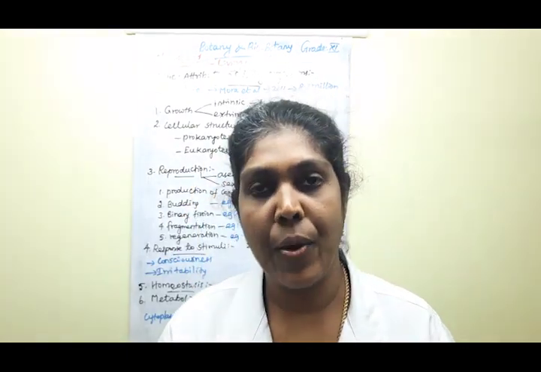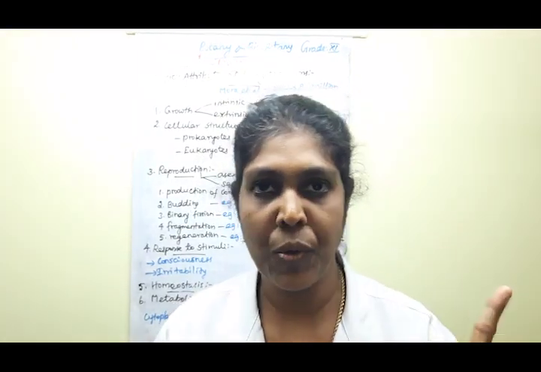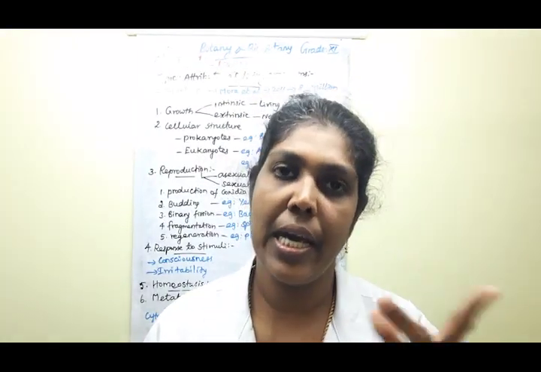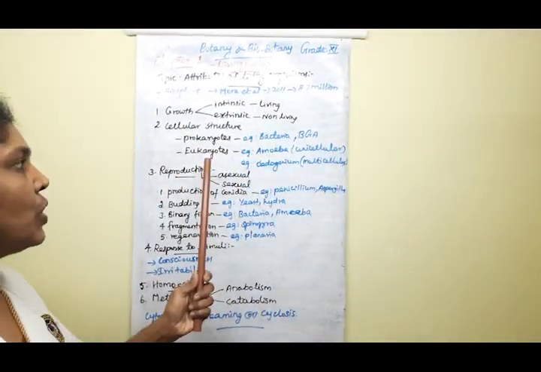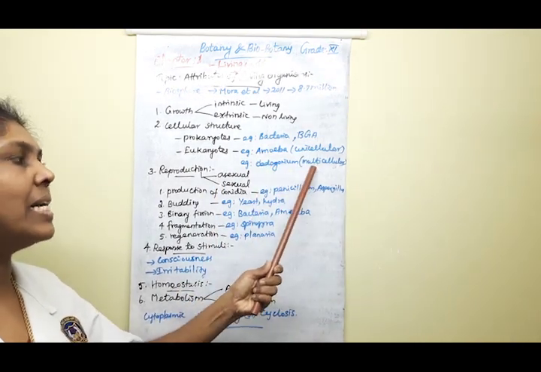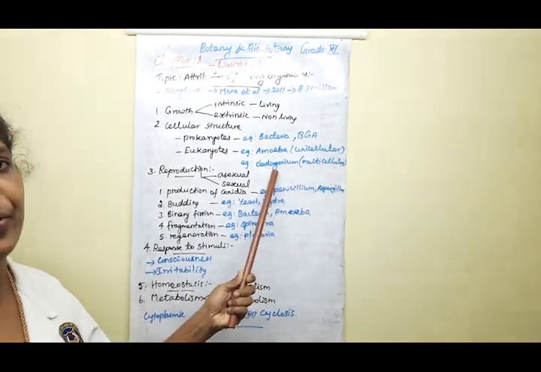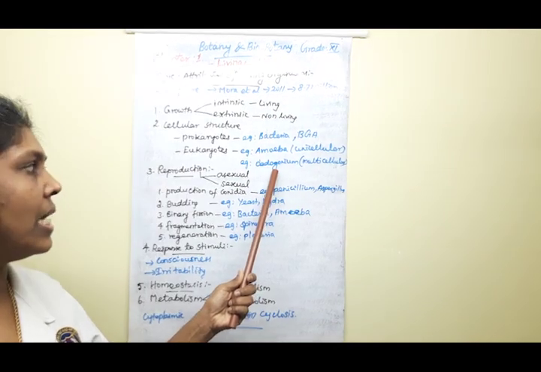Clear? Then eukaryotic organisms come under two types, unicellular and multicellular. There are examples for those too. First one is eukaryotes, unicellular, amoeba. Multicellular organism, Oedogonium. That's a good example for that. Clear, children? Say yes or no?